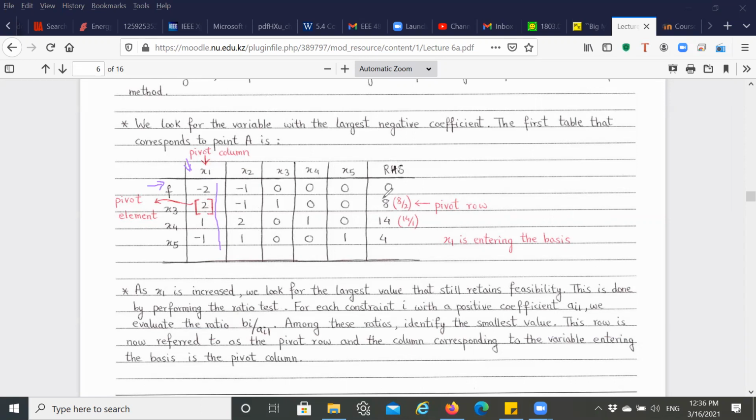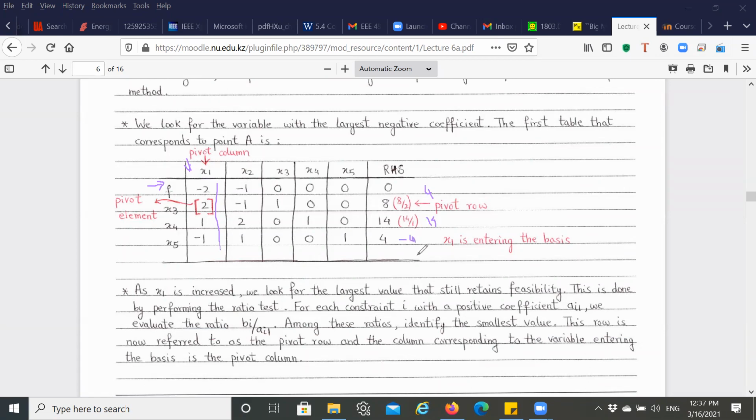You go to the RHS, you have 8 over here, which is the B vector value, okay? And you divide 8 by 2. 8 by 2 will give you 4, okay? Do it for the next one. So over here, you would have 1, 14. So 14 divided by 1 is 14, all right? Then -1, 4. 4 divided by -1 will give you -4.